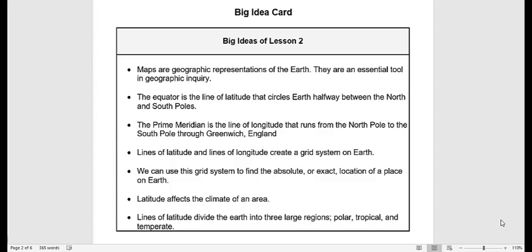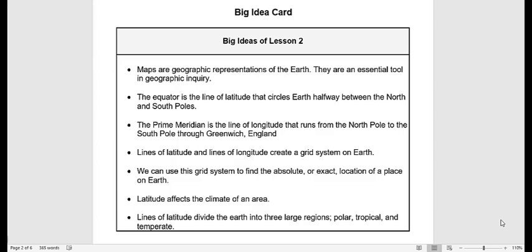Bullet point 2. The equator is a line of latitude that circles the Earth halfway between the North and South poles. So the equator is the major line of latitude that we'll look at. Sometimes you might hear it referred to as the major line of demarcation, that demarcation being 0 degrees latitude. Bullet point 3. The prime meridian is a line of longitude that runs from the North Pole to the South Pole through Greenwich, England. So while our equator is this major line of latitude, our prime meridian is the major line of longitude. And we use the equator and the prime meridian to create our global grid axis, which we'll look at in a little bit.